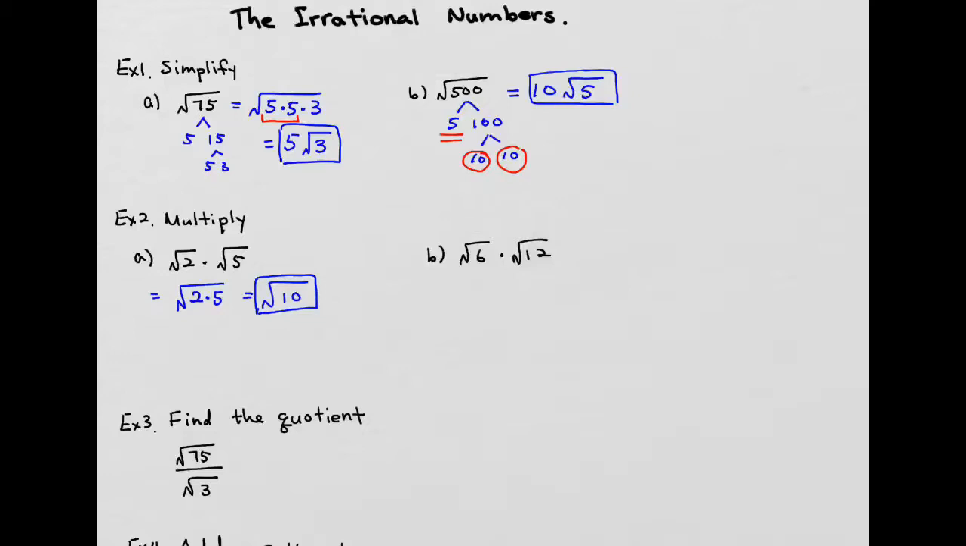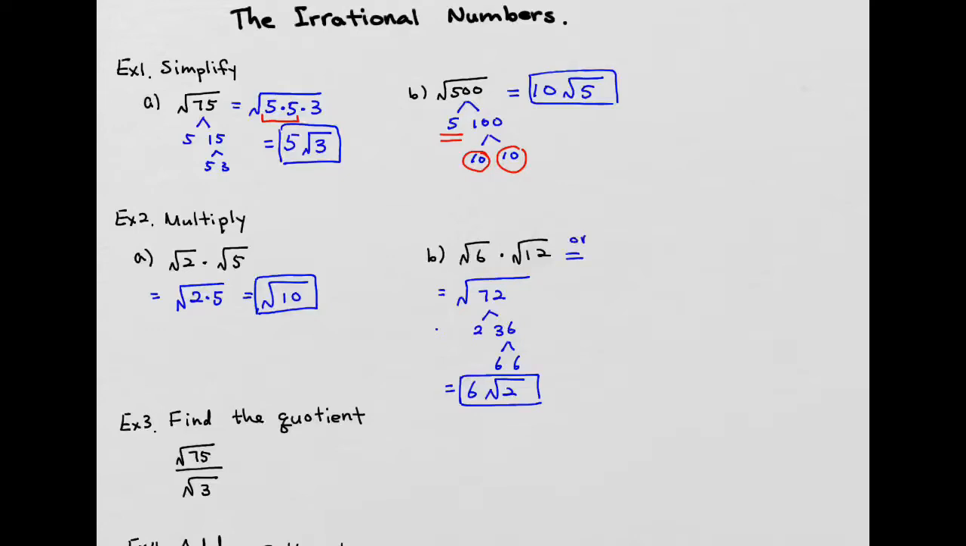This one right here, you can do two ways. You can multiply and reduce, or you reduce then multiply. So I'm going to show you, you multiply first. So you're going to do 6 times 12, 72, and then reduce. So 72, let's see if we have any same two numbers, right? 2 times 36, and then that will be 6 times 6. So this is going to be 6 square root of 2, right? So this is one way you can do.